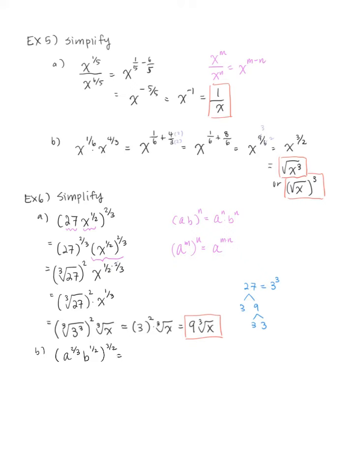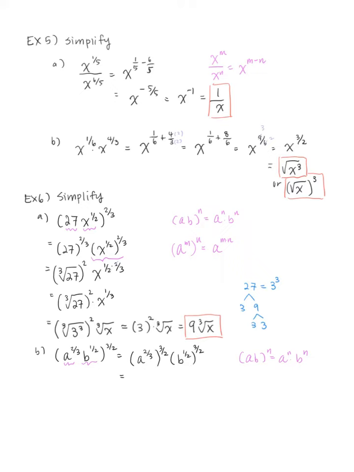So this is the same thing as, oops, what did I write 2 there for? Sorry. So this is the same thing as a to the 2/3 to the 3/2 times b to the 1/2 to the 3/2. So again, what I just did was apply this property: a times b to the n is a to the n times b to the n, where this guy is a and pretend that guy is b. Okay, so now let's keep going.